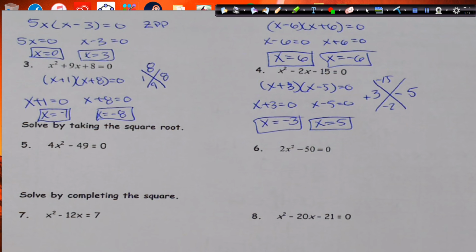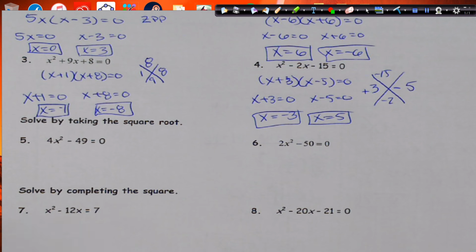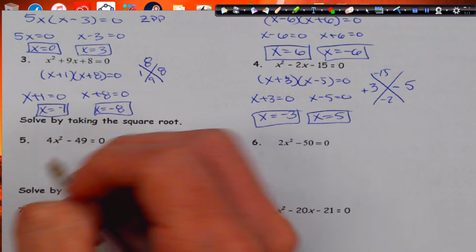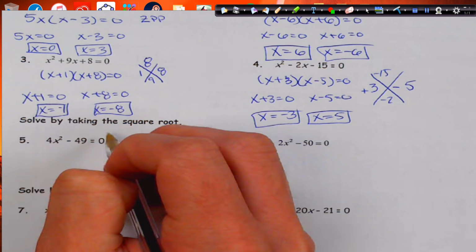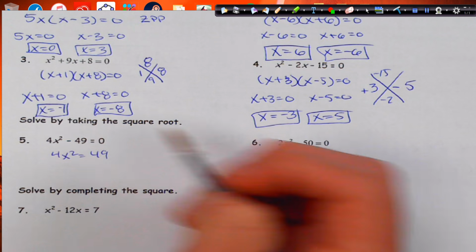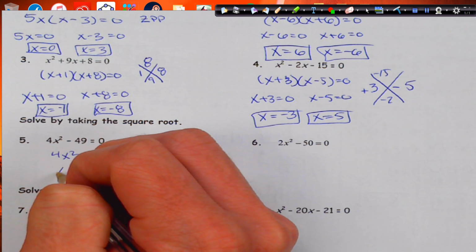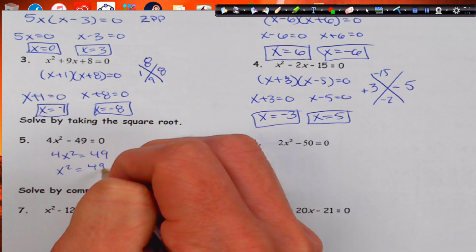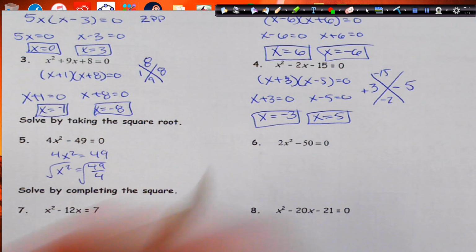Okay, when we solve by square roots, we want to go ahead and divide, or move everything away. So I'm going to go ahead and add the 49 over there, so we get 4x squared equals 49. And then what we can do is we can divide by 4. X squared equals 49 over 4. And then take the square root.